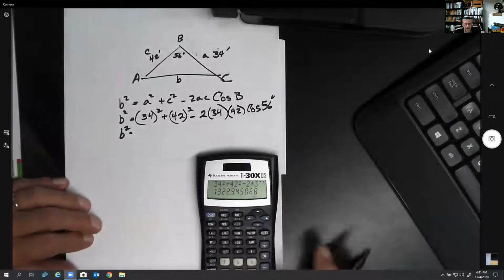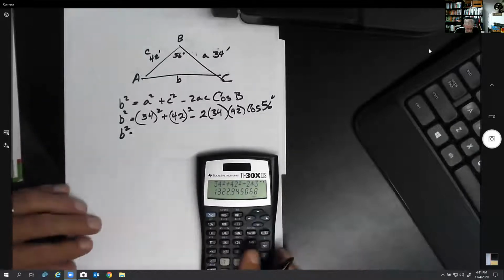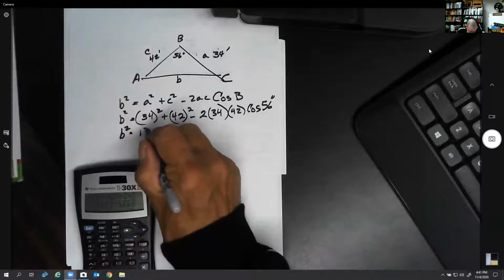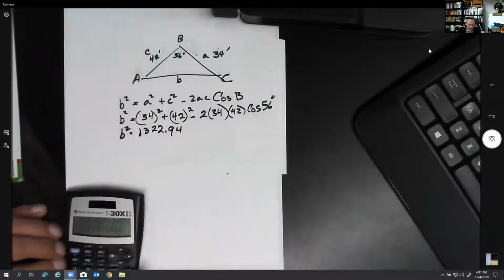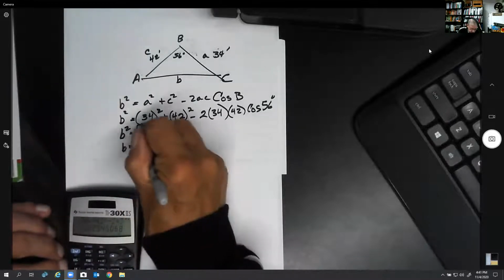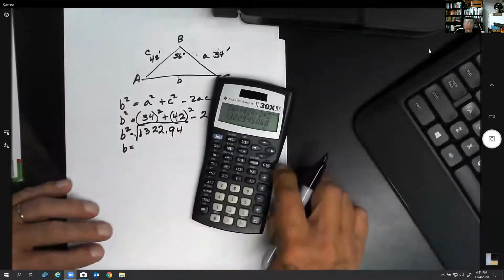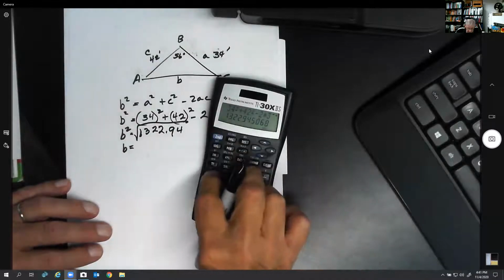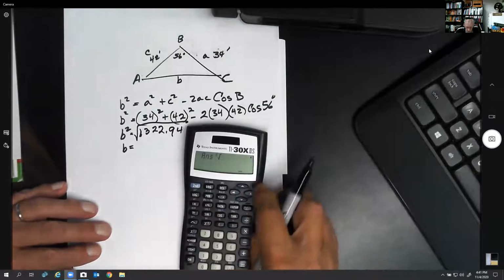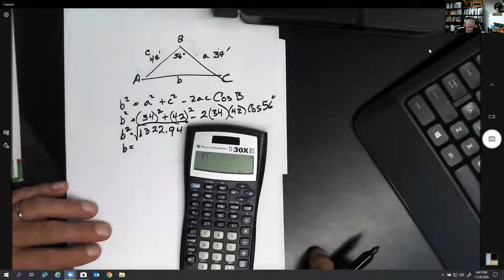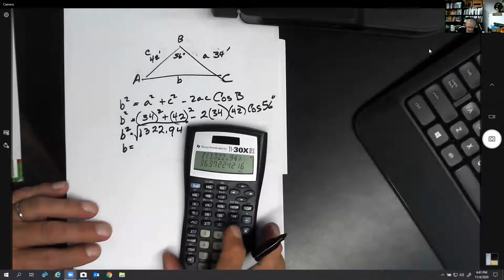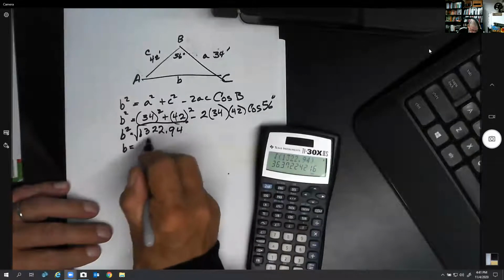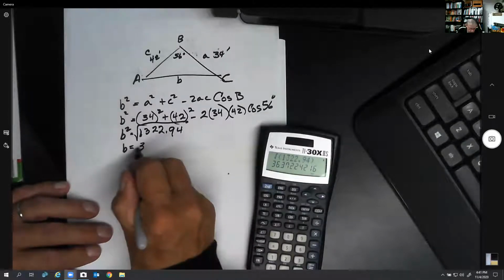Seems kind of big. Seems like we didn't do it. Oh, you know what I did? Okay, that's okay. But that's B squared. What we are looking for is B. So now we have to take the square root of that. I just carried out a couple of decimal places. Second x squared, wrong one. Let's try it again. Second x squared, 1322.94 equals 36.37. Well, let's just round it off to a whole number, 36 feet.